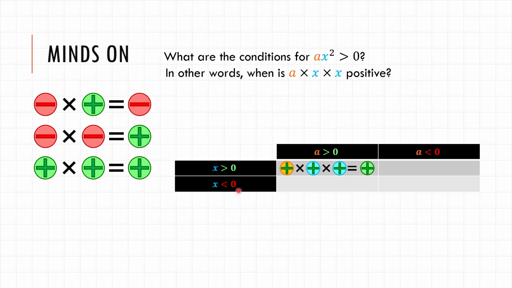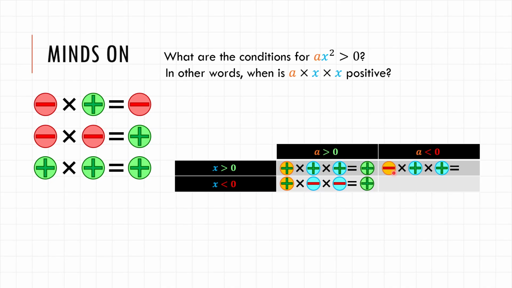Well, what if x is negative? In that case, that would be a positive times a negative times a negative. And remember that two negatives, when you multiply them, actually give you a positive. So these two right here would be a positive number. And then if I multiply that by a positive number, I should get a positive number at the end. So even if x is a negative number, ax squared can still be positive if a is positive.